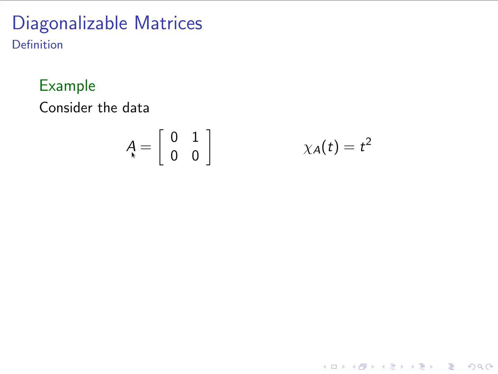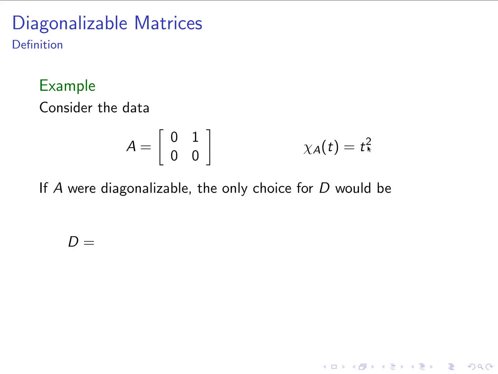Here we have a matrix A, and the columns are 0, 0, and 1, 0. This is an upper triangular matrix, so the eigenvalues are both equal to 0, which means the characteristic polynomial of this matrix is simply equal to t squared. So, according to our discussion from the previous example, if A were diagonalizable, the diagonal entries of D would have to consist of the eigenvalues of A, and the eigenvalues of A are both equal to 0. So D would have to be the 0 matrix.